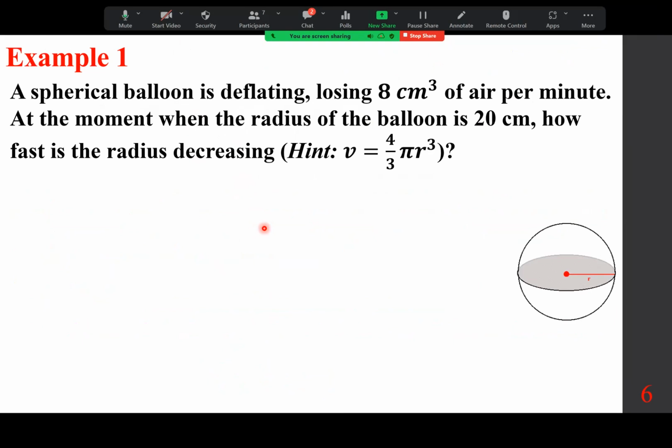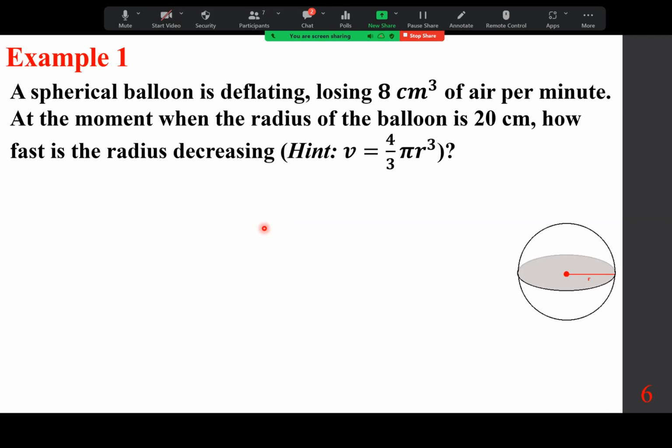Could somebody read this question? A spherical balloon is deflating, losing 8 cubic centimeters of air per minute. At the moment when the radius of the balloon is 20 centimeters, how fast is the radius decreasing? Hint: V equals 4/3 pi r cubed.